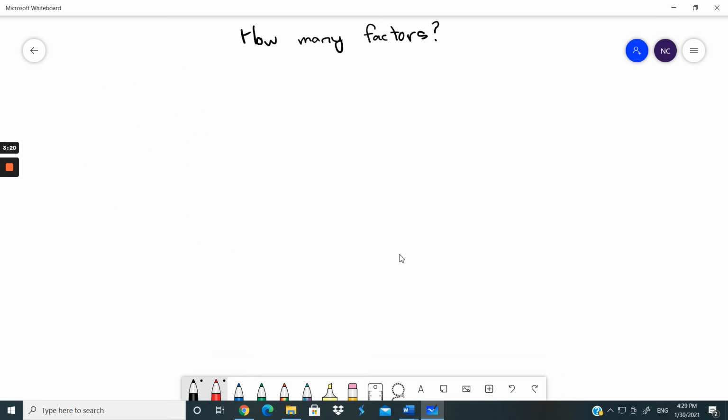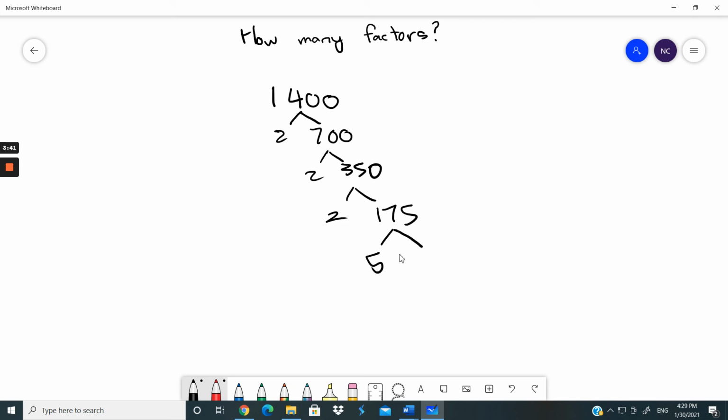So how many factors does, let's say, 1400 have? Okay, let's prime factorize. 700, 350, 175, 5, 35, 5, 7. So the prime factorization is 2 cubed times 5 squared times 7.